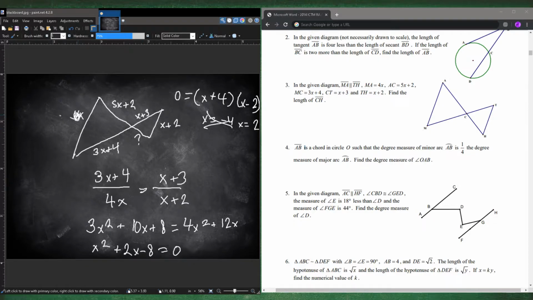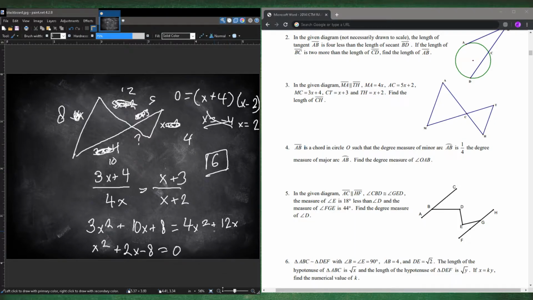So this length would be equal to 8. This length would be equal to 10. This length would be equal to 12. This is equal to 5. And this is equal to 4. Right? So 8 divided by 2 is 4. 10 divided by 2 is 5. So 12 divided by 2 is that question mark. So 12 divided by 2 is 6. That's your answer.